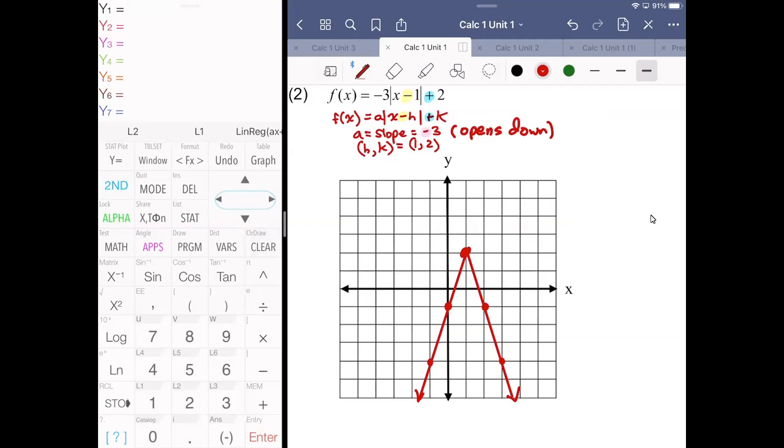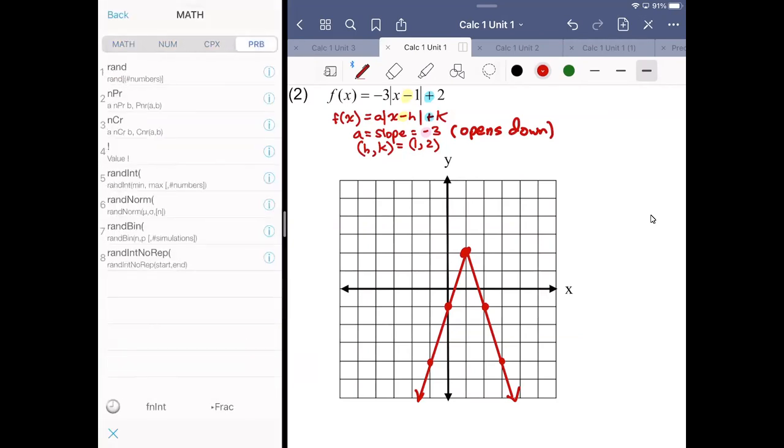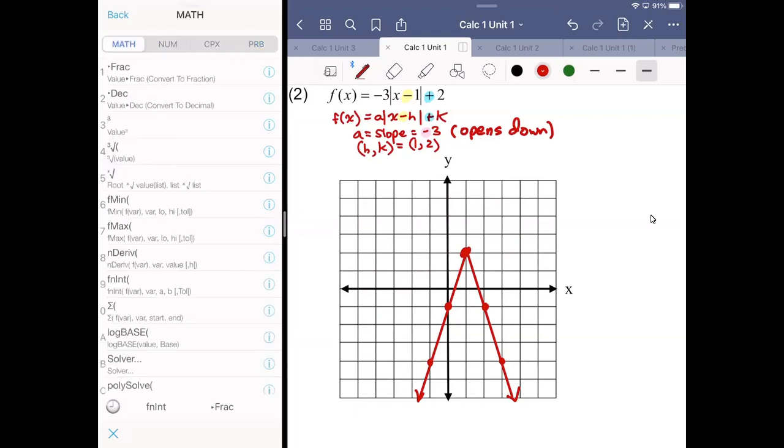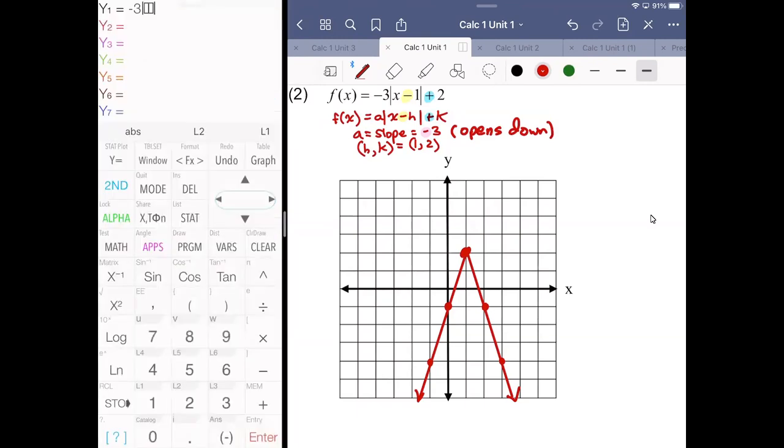You would type in -3, then you need the absolute value symbol. There's two ways to get it on a TI. You could hit alpha window, and the very first option you see there is an absolute value function. Or you can go into the math menu, go column to column, in the NUM menu, so math followed by NUM, you select absolute value or ABS.